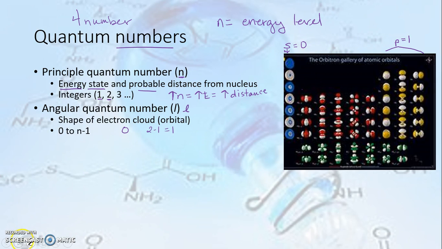Here, let's see if I can change my color. Let's go yellow. All right. Here you have your d sublevel, and those will all have an angular quantum number of 2. And then these down here are the f sublevel orbitals, and they all have a quantum number equal to 3. Okay, and we could keep going if we have more orbitals past this.